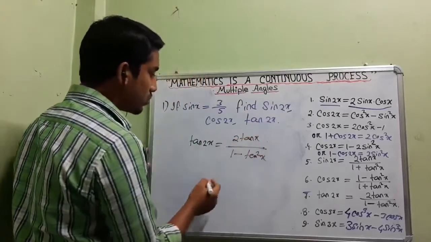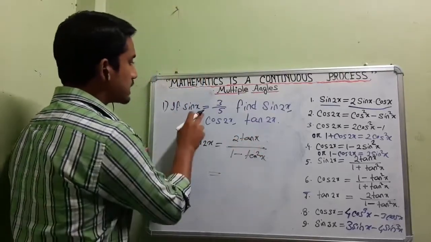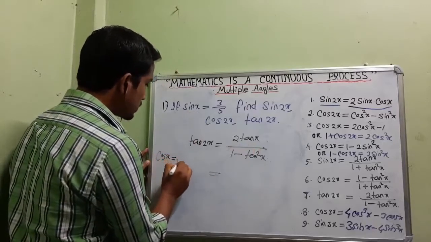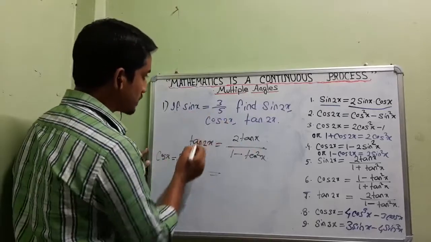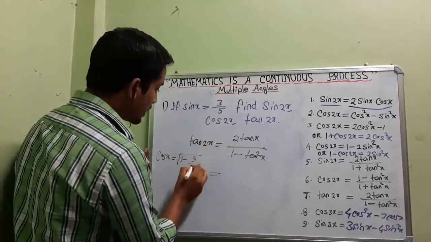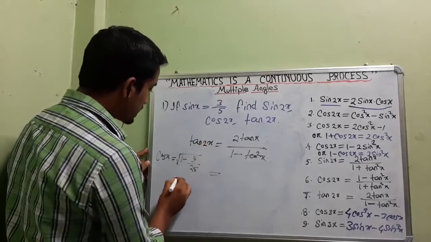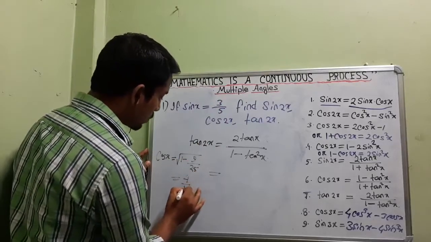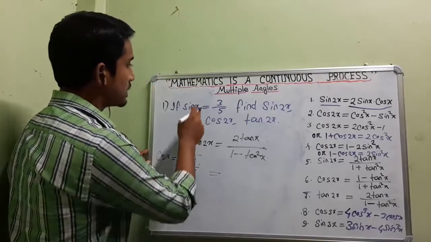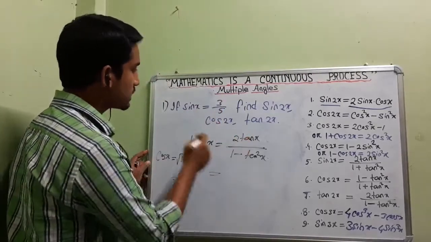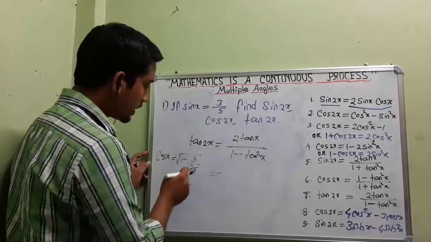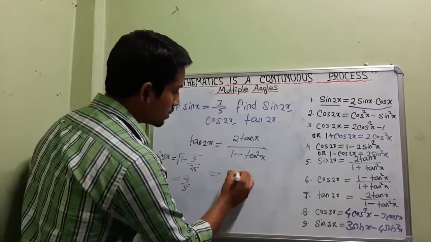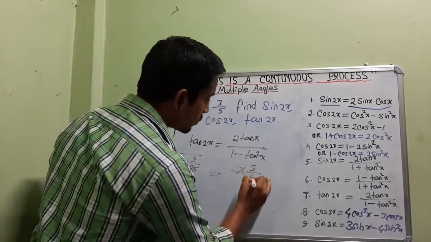Now we need to know the value of tan x. Sin x is given, so we can get cos x by using the identity: cos x is root over of 1 minus sin square x. If I take the square of this one it will be 9/25. After taking LCM you will get 25 minus 9, that is 16. After taking the square root you will get 4/5. So cos x is 4/5, sin x is 3/5. So what will be tan x? Sin x by cos x, that means 3/5 divided by 4/5. So 5 will get cancelled, so it will be 3/4. That means 2 into 3/4. That one is the thing.